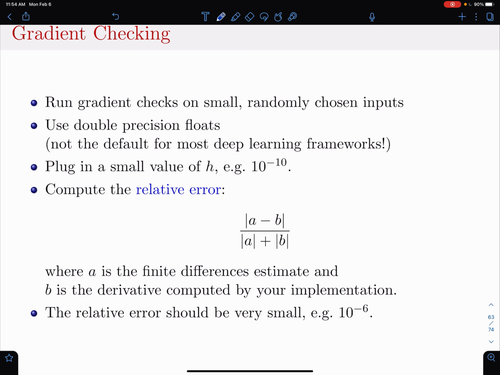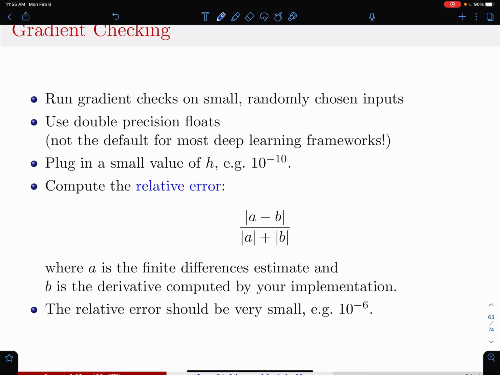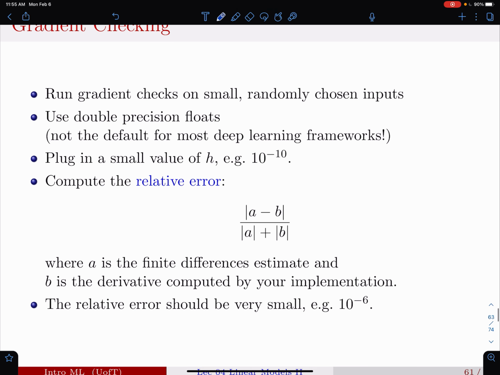So generally, if you're not sure your code is working correctly, the way to check this is you pick some small randomly chosen inputs. You have to use double precision ideally, so you have more floating point accuracy. And then you plug in small values of h and check whether the gradient you compute using the algebraic formulas that we derived matches the gradient you estimate numerically. If the amount of error is really small, then that generally means we're on the right track.